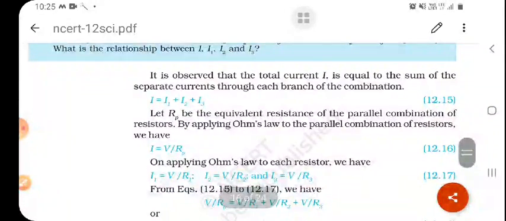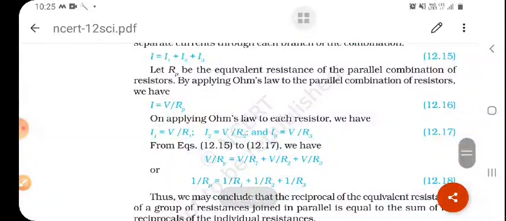So Rp, the equivalent resistance or R parallel, is the combination of resistances in parallel, and I is equal to V by Rp, that is Ohm's law. So across the first resistance, the current I1 is equal to V upon R1, across the second resistance I2 is equal to V upon R2, and I3 is equal to V upon R3.